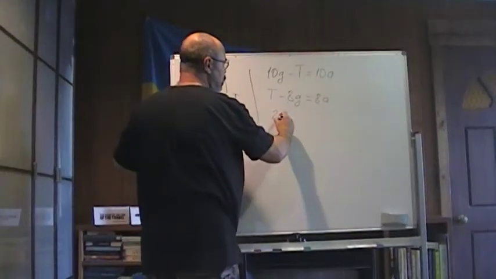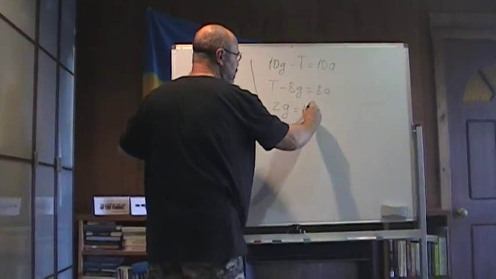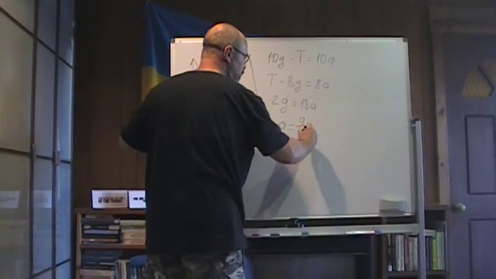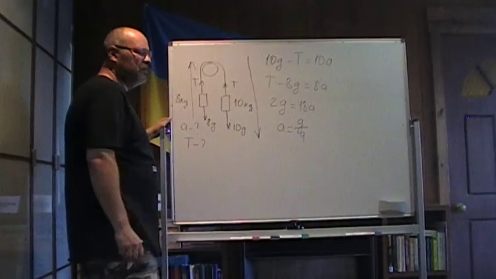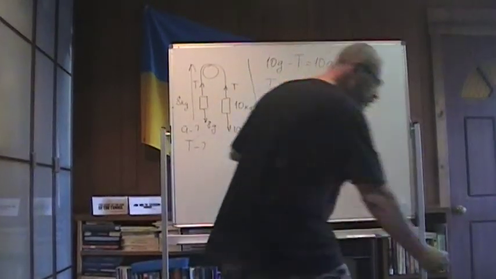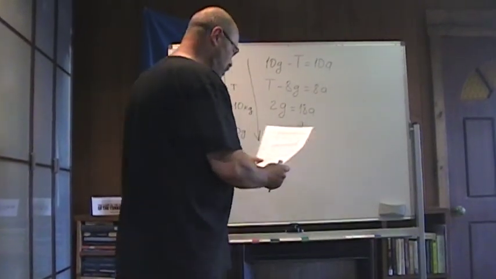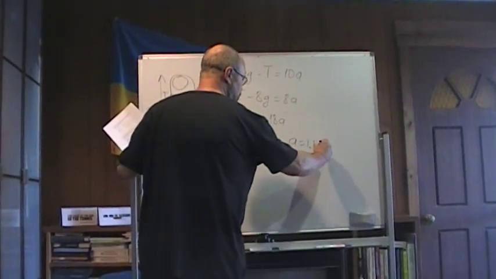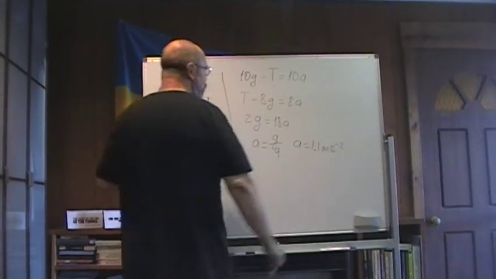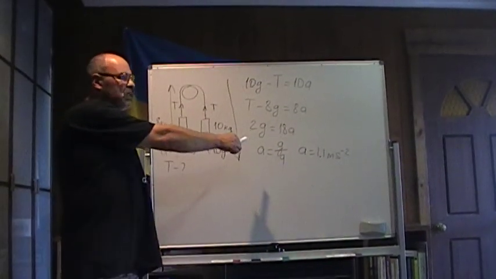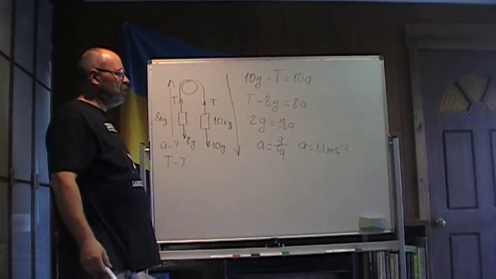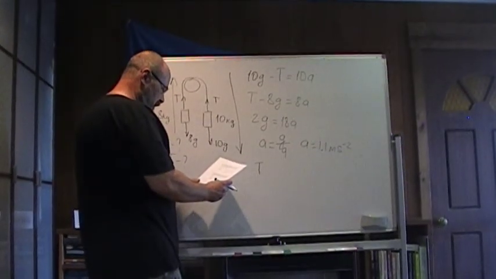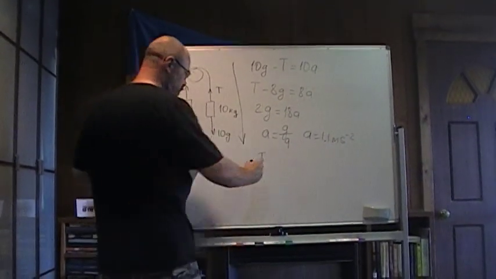So we'll get 2g equals 18a and acceleration equals g divided by 9. It is equal to 1.1 meters per second squared. To find tension, we can substitute the acceleration into any of those equations and find that tension will be equal to 87.2 newtons.